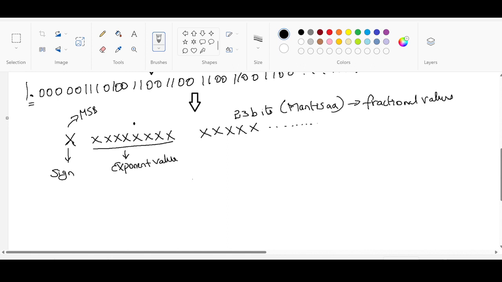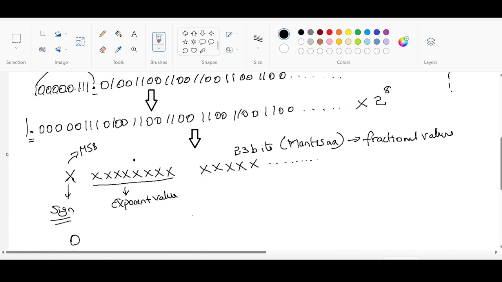So the number that we have taken for our example is 263. 263 is a positive number. So a positive number can be represented with the bit value 0. This part is completed. And the exponent value, in our case, is what? 2 to the power of 8, right?